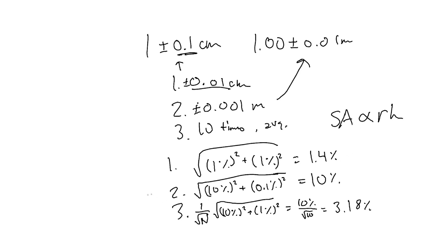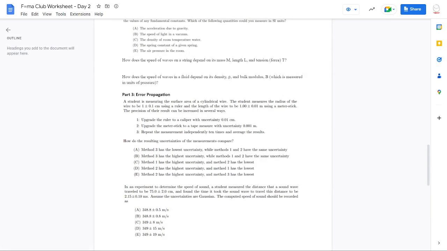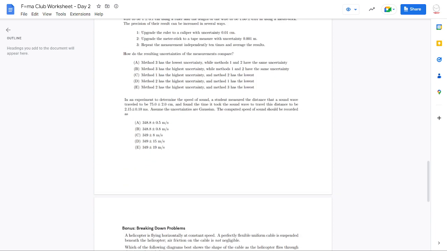Okay, so this is asking how they compare. We know that this is our highest and this is our lowest uncertainty, right? And so if we look at our answers, that is our answer. Answer D. All right, let's move on.